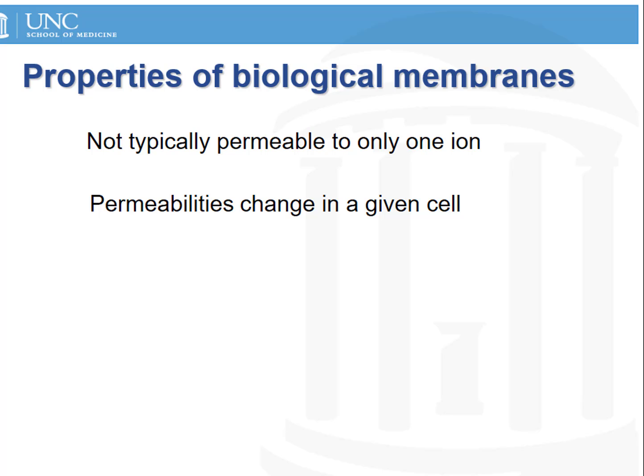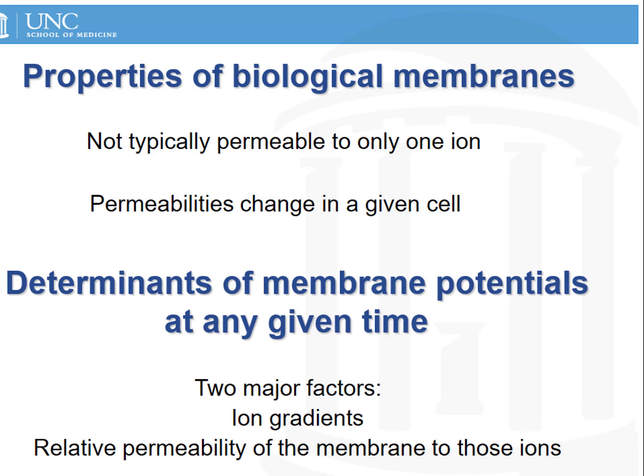However, most membranes aren't permeable to only one ion. They're typically permeable to multiple ions, and not only that, but ion permeabilities of a membrane can and do change depending on the situation. But we can still estimate the equilibrium potential of these more complex and dynamic biological membranes if we consider the factors that are important in determining membrane potentials. And those are ion gradients across the cell membrane, driving diffusion of ions down their chemical or concentration gradient, and the relative permeability of the membranes to those ions.